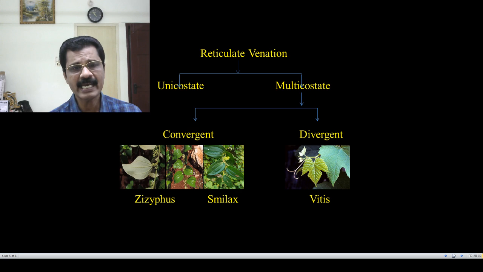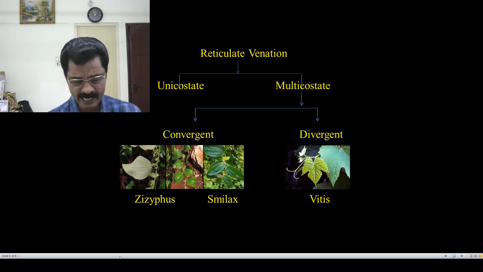This reticulate venation is again divided into two: unicostate reticulate venation and multicostate reticulate venation. What do you mean by unicostate reticulate venation? In the case of unicostate reticulate venation, you can see only one main nerve, that is, we call it the midrib. Only one main vein or midrib is there. That is why it is called unicostate reticulate venation. It is the most common type of reticulate venation seen in dicot plants.